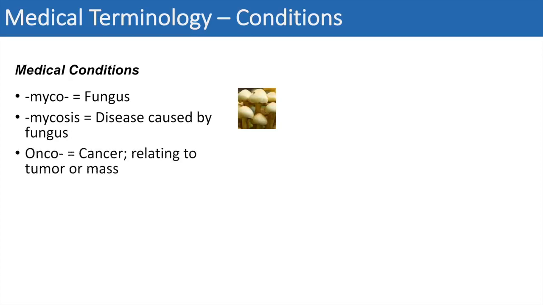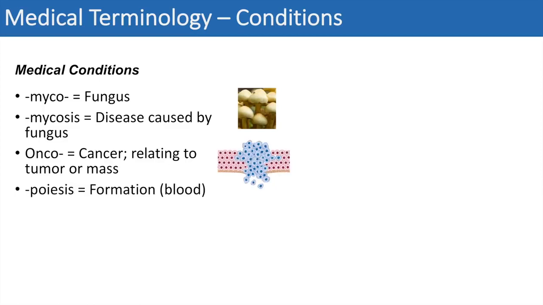The next one is onco, and this simply means cancer or relating to a tumor or mass. And you can think of an oncologist or oncology. The next suffix is poiesis. This simply means formation, and we typically think of poiesis when we think of the formation of blood. So hematopoiesis or thrombopoiesis, these all relate to formation of something.